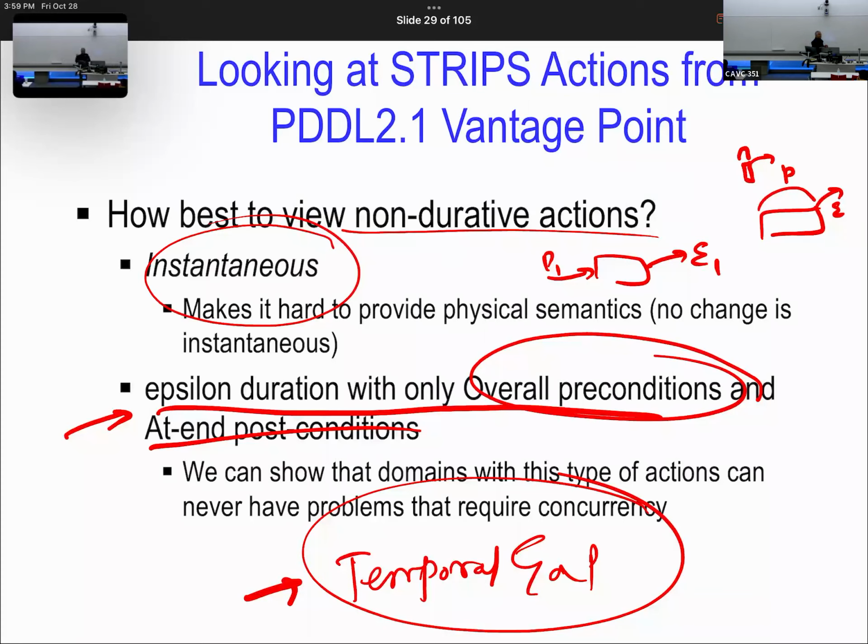Then any domain where there is no temporal gap will essentially not require concurrency. That means you would not need concurrent plans for feasibility. You only require concurrent plans for efficiency. Okay, you understand what I'm saying?